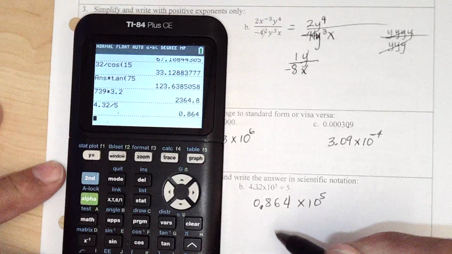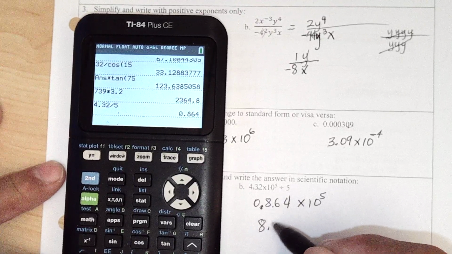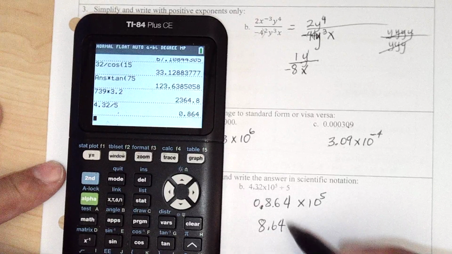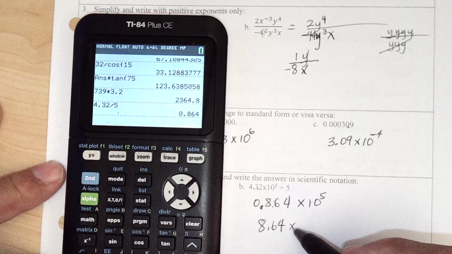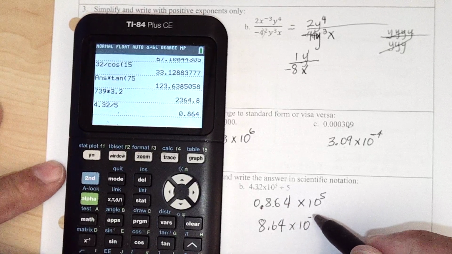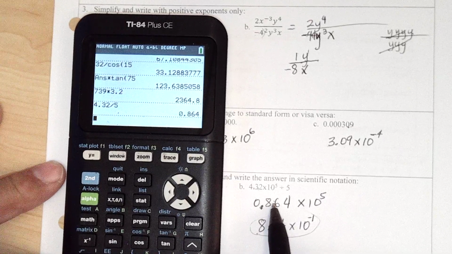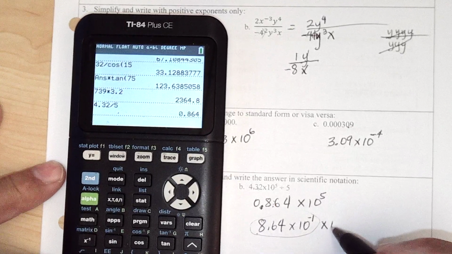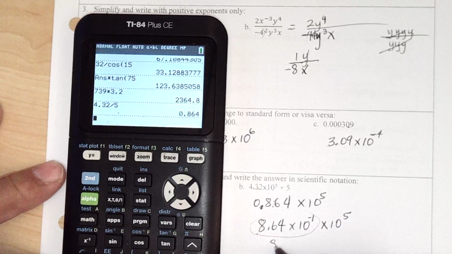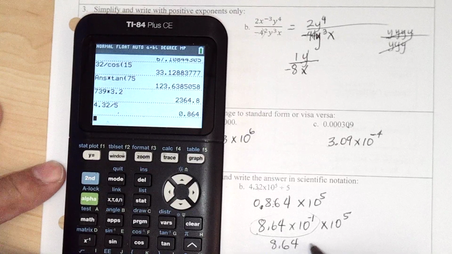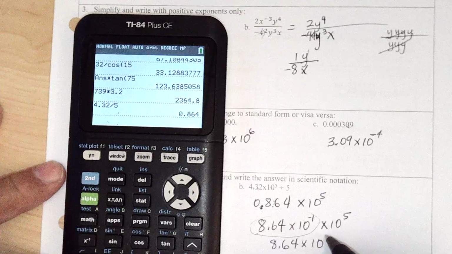But to be a scientific notation, the decimal has to come there. So it would be 8.64. And to make that look like that number, I'd have to divide by 10 once. So that's this number. But it's times 10 to the 5th. So now we add the exponents and we get 8.64 times 10 to the minus 1 plus 5 is 4.